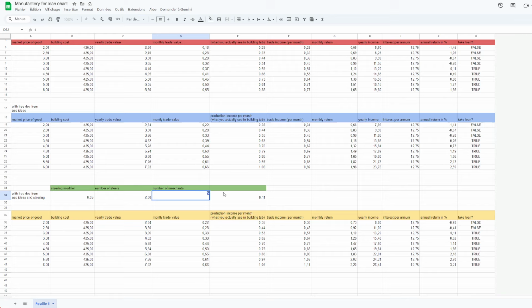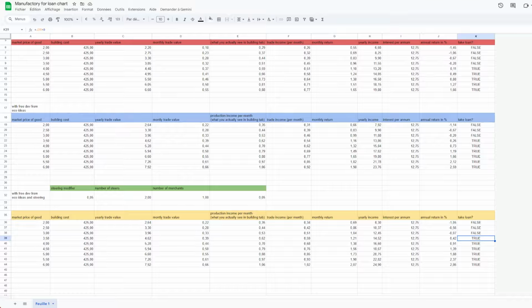So let's say we have just our merchants. We invaded everything in the node, so we are the only one trading there. So this is the final steering bonus that will be added to our trade value. So then we can see that when we take into account the free development from the economic ideas and the steering, it becomes worth it to build. Oh, it's still worth it only at 3.5 trade market price of the good to take a loan to build the manufactory. But it will be more worth it than without the steering.